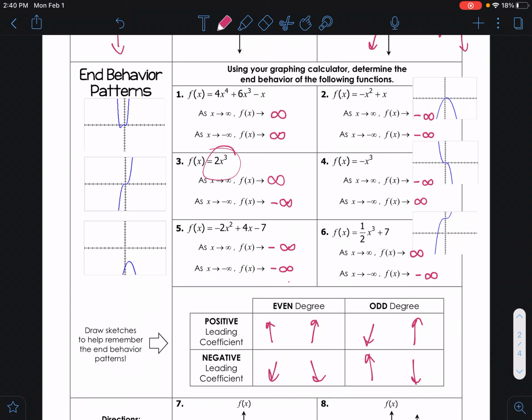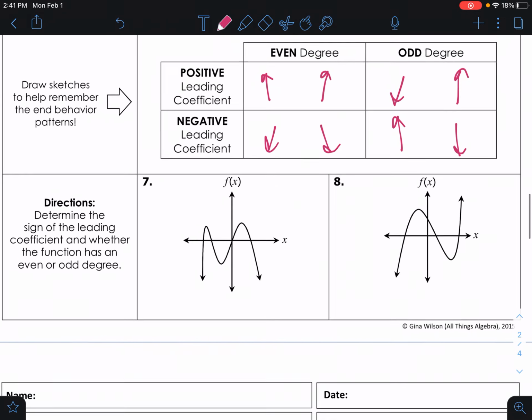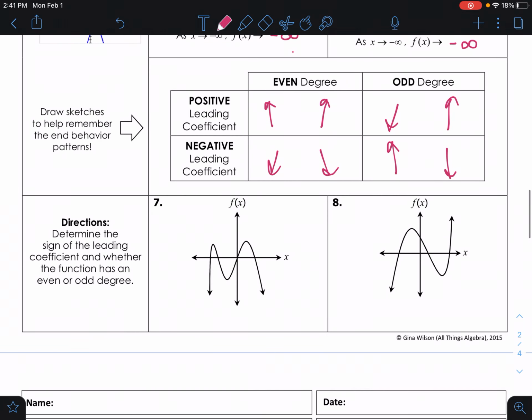So that's great. This chart now is super useful. You'll probably come back to this quite a few times because now I can answer questions like this. I can just look at it and I can say, all right, it says determine the sign of the leading coefficient and whether the function has an even or odd degree. Well, notice down, down. So which one is that? It's this right here, right? So this is going to be a negative leading coefficient and it has an even degree.